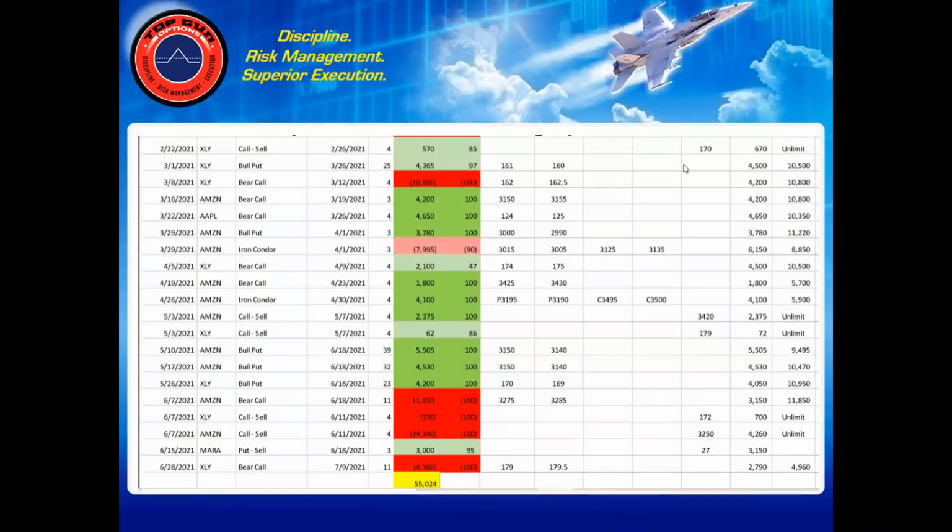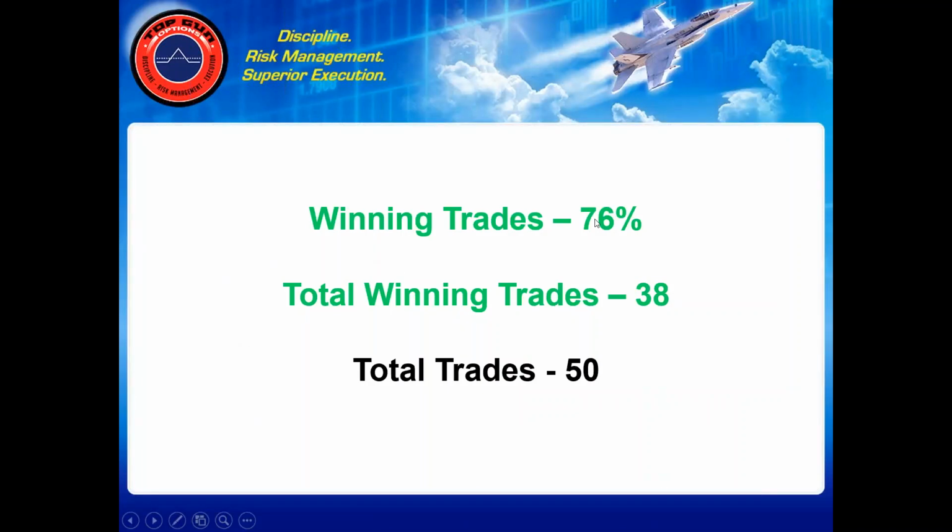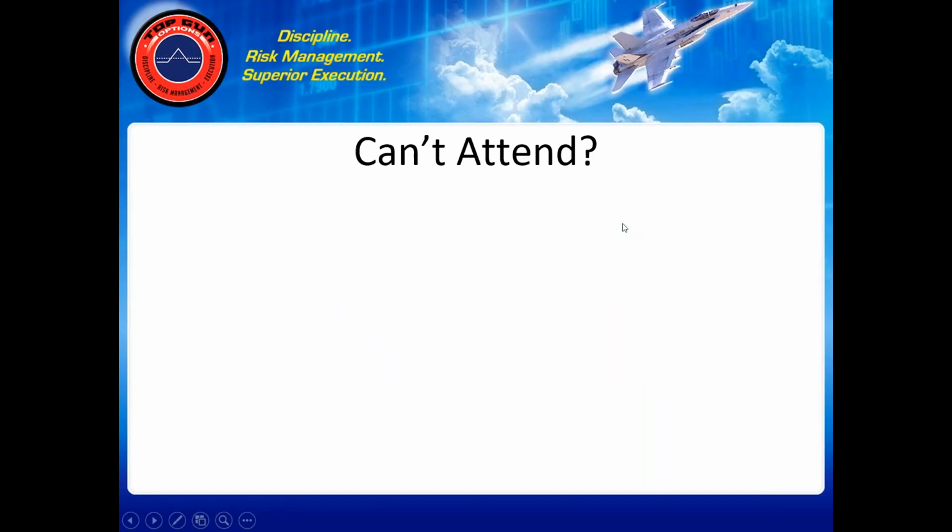We're having an absolute blast trading here. Winning trades, 76% in the Solo Amazon portfolio. That's a pretty good win rate, man. Most professional traders look to start around 60%. Why? Because over time, 60% is pretty damn good. 76 is not too shabby if I say so myself.